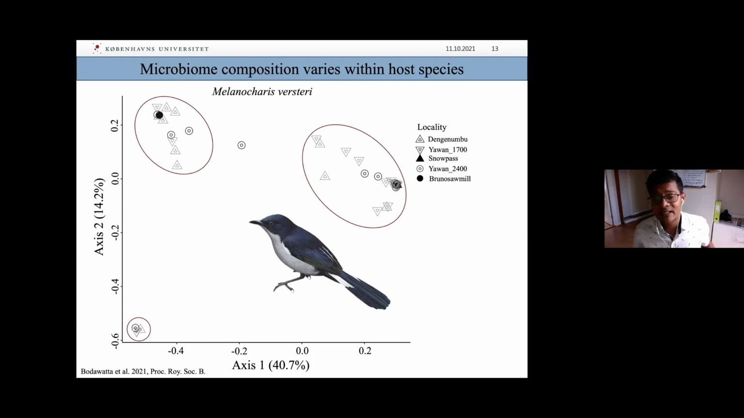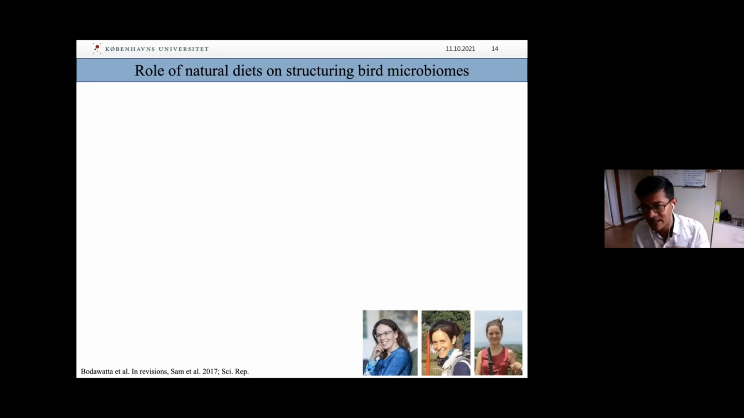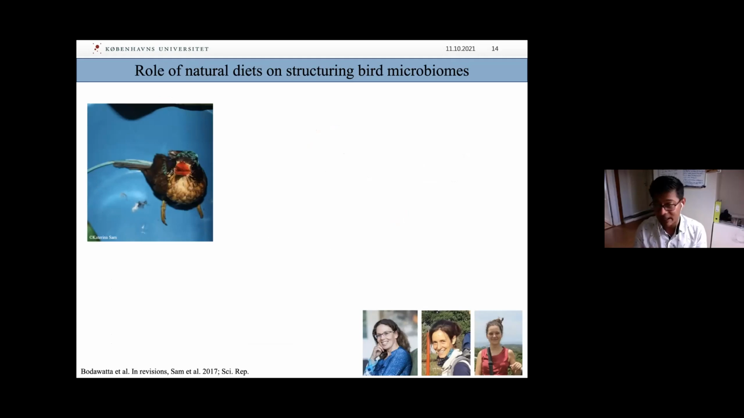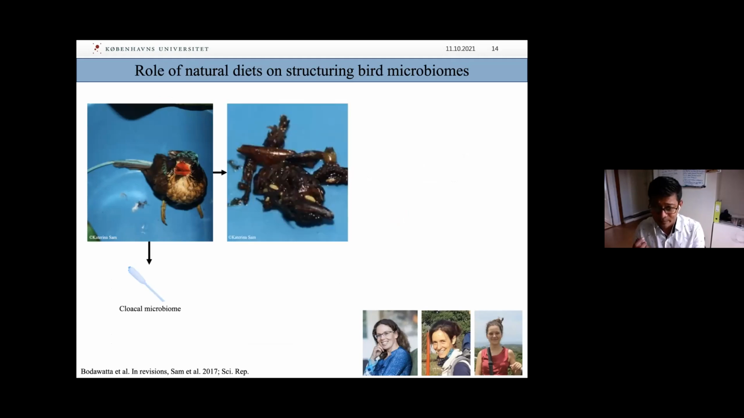One way we can explain this is that if 2 individuals from 2 different localities are feeding on a similar diet, then they will harbor a similar gut microbial composition. So then we set out to test whether natural variation in diet influences these gut microbial communities, with the help of Katrina Sam and her group, where we captured birds, again, in the lowlands of Papua New Guinea. We collected the cloacal swab for the cloacal microbiome, and then we induced regurgitation in these birds to collect what they had been eating at that time point.